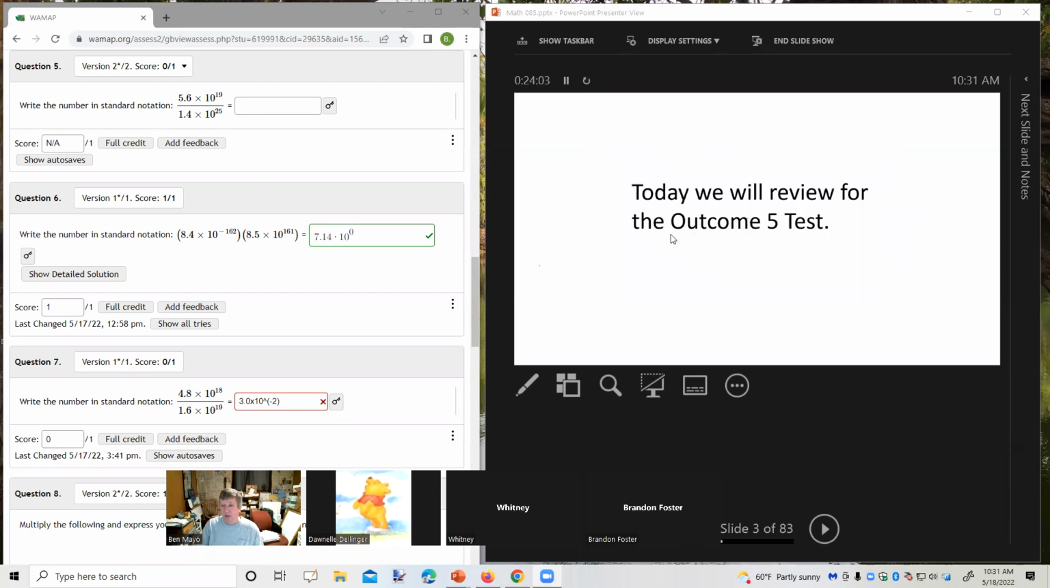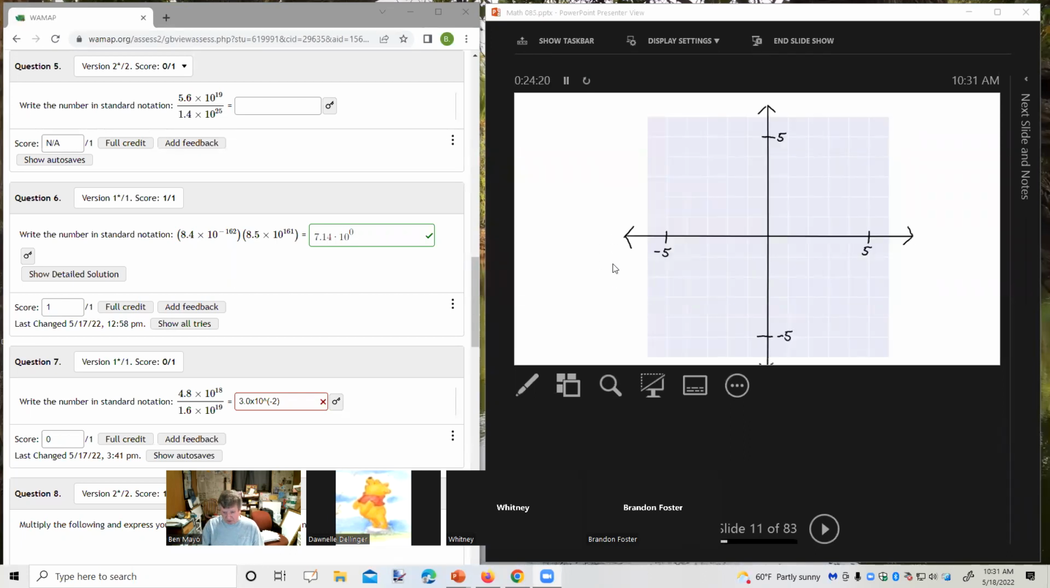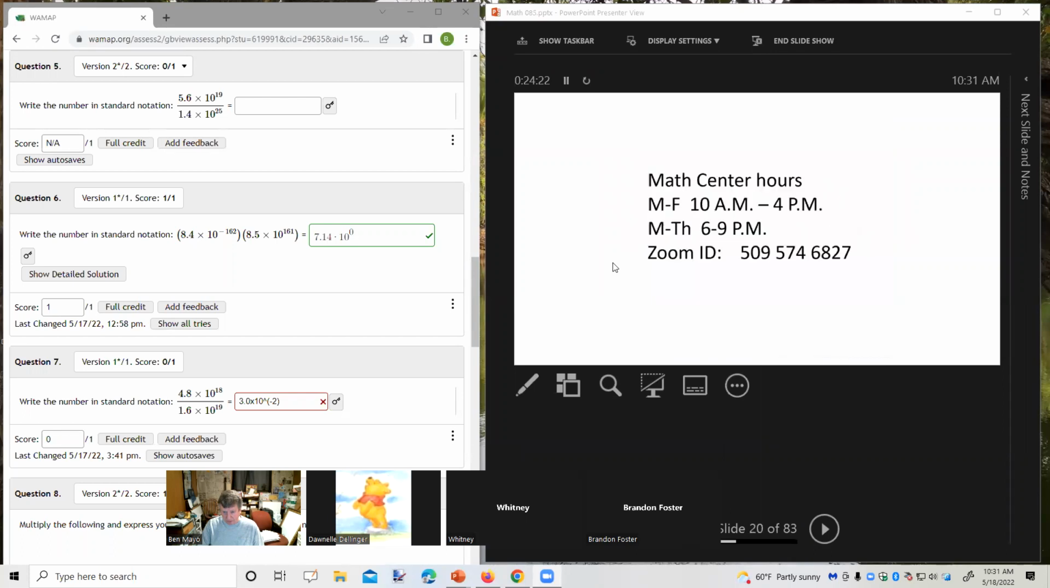All right, so today we're going to be reviewing for the Outcome 5 test. The test will be tomorrow. There'll be no regular class meeting tomorrow. Basically, you just need to complete your test by 11:59 p.m. tomorrow evening. I've gotten some requests from some students for some specific questions. So we're going to start with those.